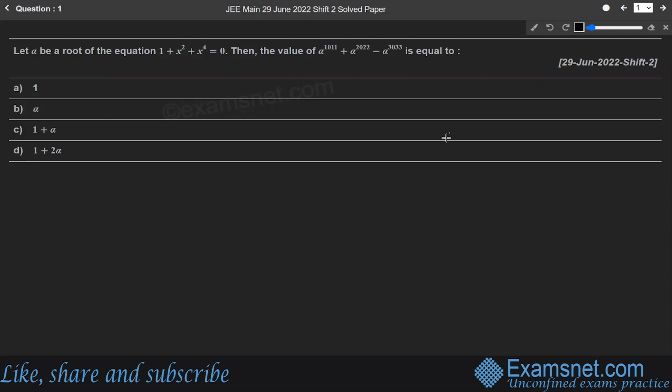In this session, we are going to solve the paper for JEE Mains 29th June shift. So let's begin. The first question is: let alpha be a root of the equation 1 plus x square plus x to the power 4 is equal to 0. Then the value of alpha power 1011 plus alpha power 2022 minus alpha power 3033 is equal to.